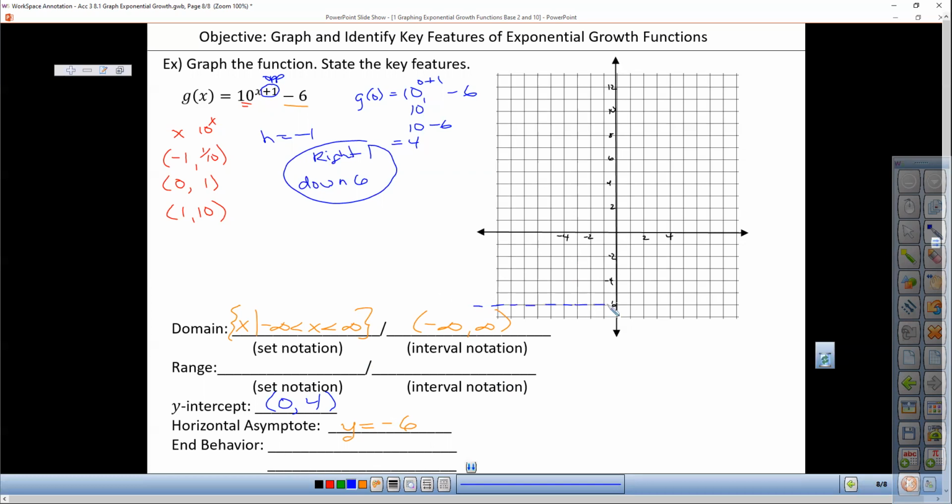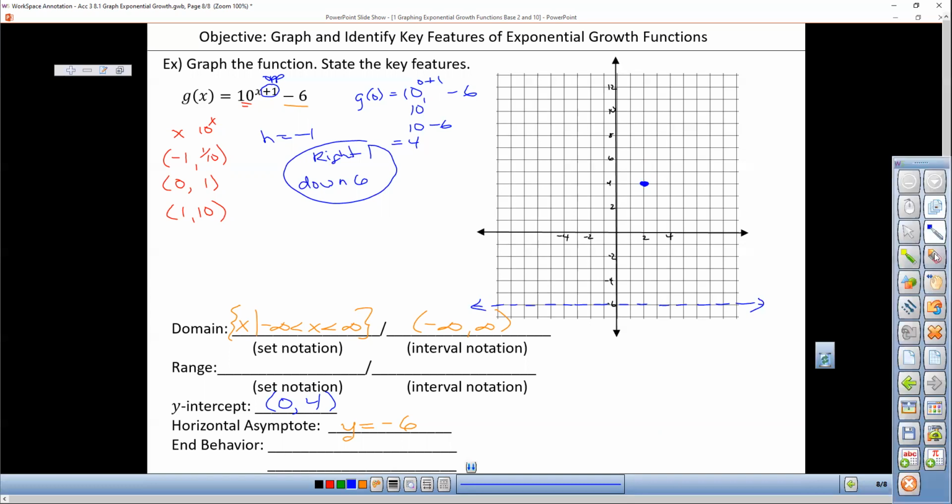So I would expect my curve of my key points, which I'm only going to get 3 of them this time, to curve towards this dashed line. So I'm going to start with my 1, 10. Bigger numbers, easier for me to work with at the beginning. So I'm going to move right 1 and down 6. 1, 2, 3, 4, 5, 6. And that puts me right there.